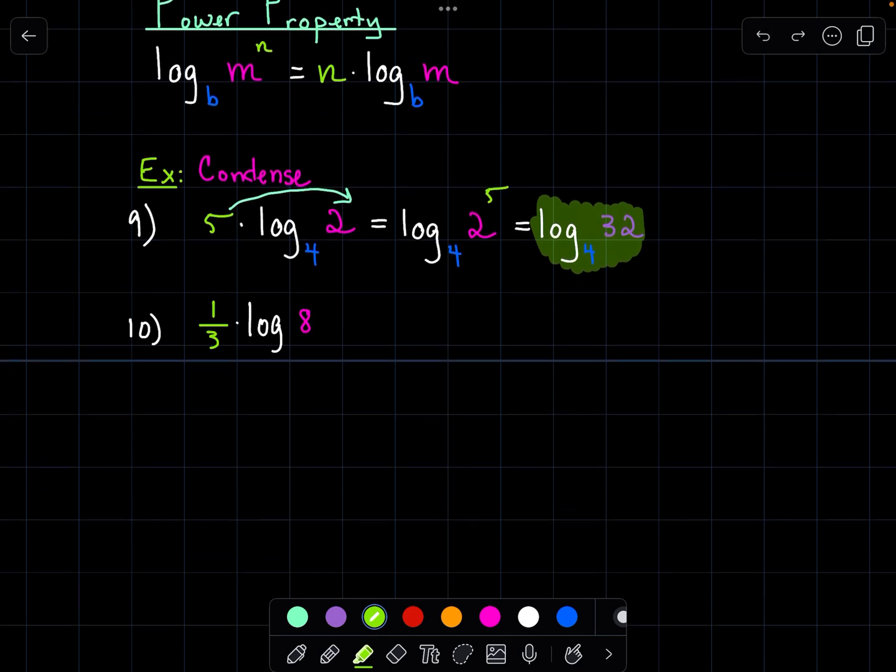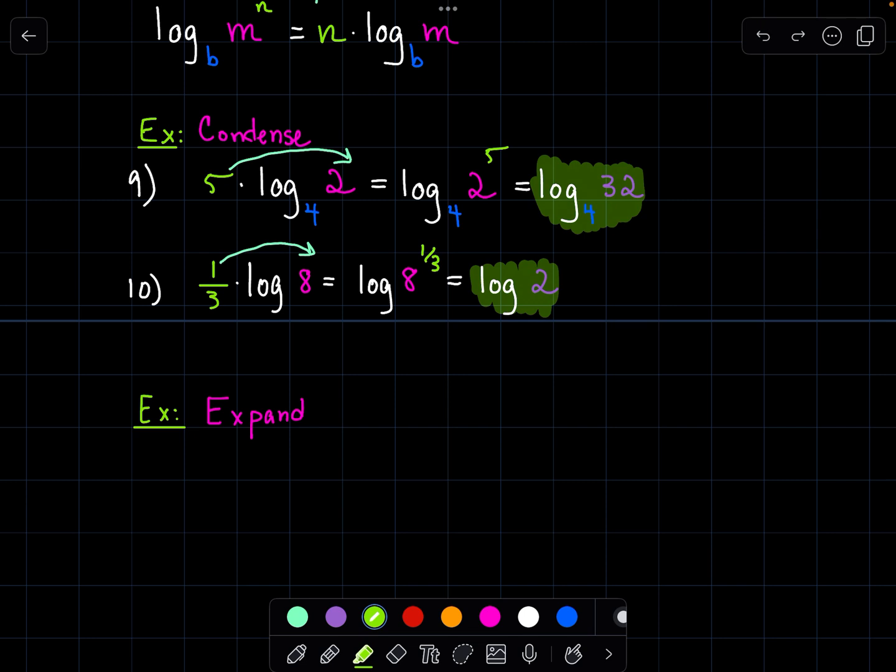Another condensing example. Sometimes you're going to see fractions out in front of the log, but if you can remember that the number multiplied in front of the log used to be an exponent, we put it back as an exponent. Now it's log 8 to the 1/3 power, and you can use your calculator to figure out what 8 to the 1/3 power is. Well, that's just 2. So this condenses to log of 2.